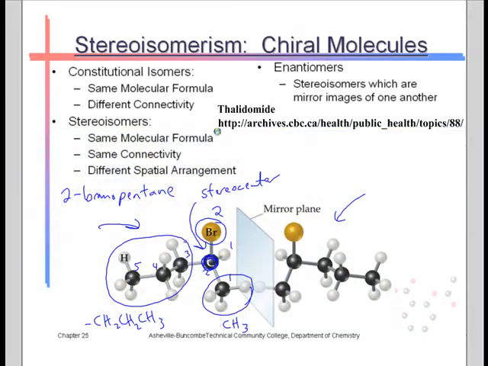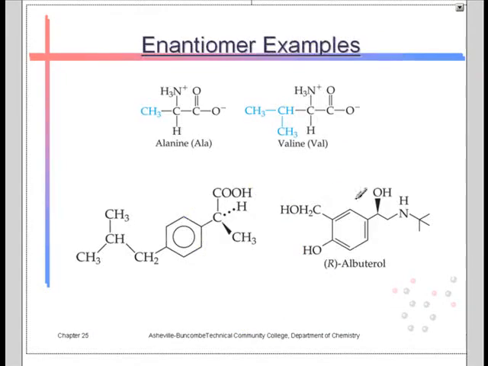Now, our job here is to just recognize what we're looking at, recognize examples of enantiomers.